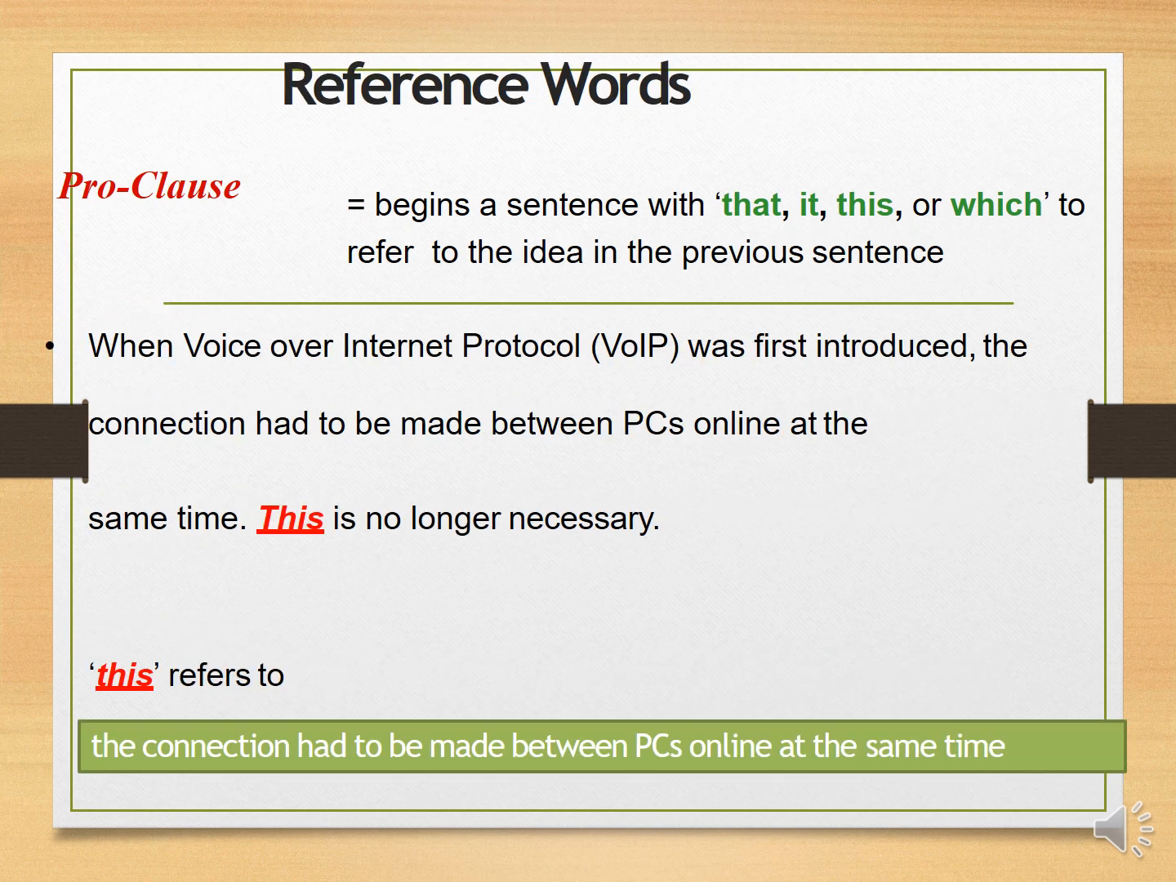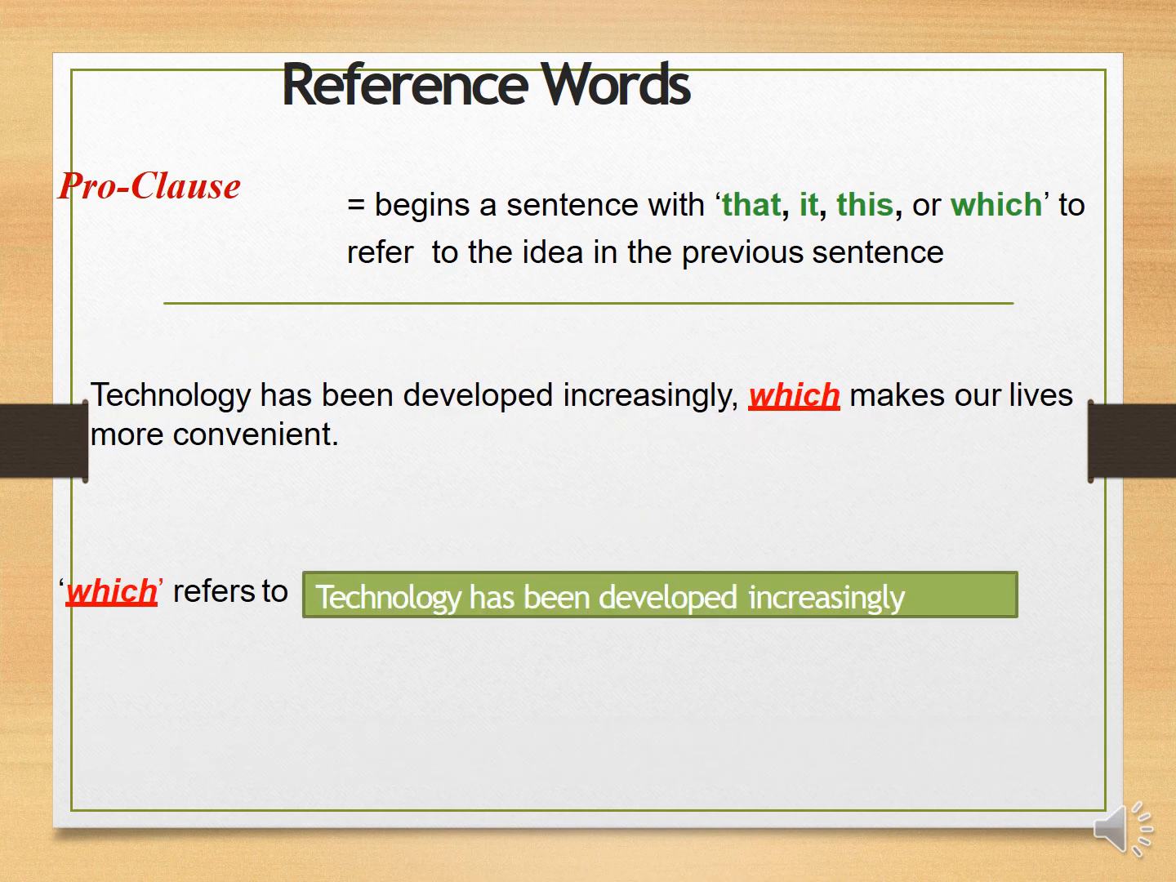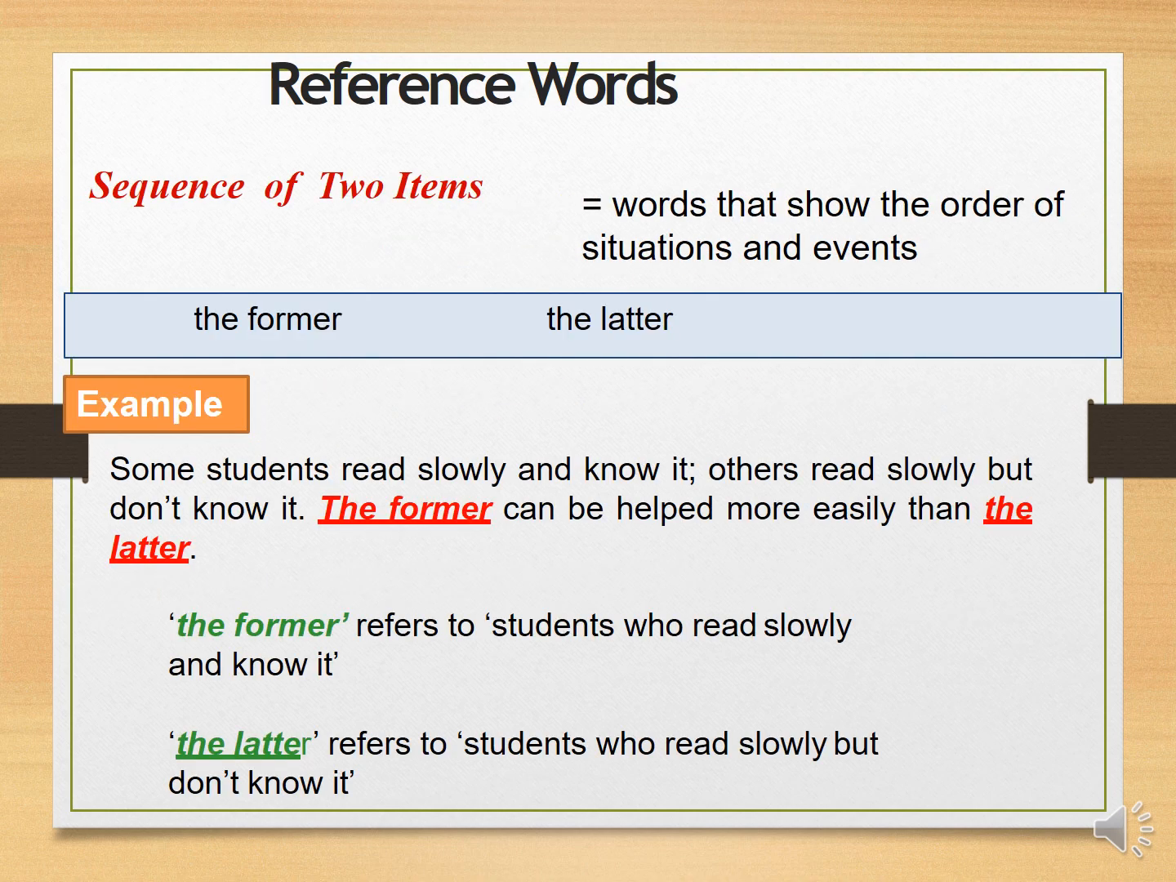When voice over internet protocol was first introduced, the connection had to be made between PCs online at the same time. This is no longer necessary. This refers to the connection had to be made between PCs online at the same time. Technology has been developed increasingly, which makes our lives more convenient. So which refers to what makes our lives more convenient. Technology has been developed increasingly, or you can also say technology which has been developed increasingly.